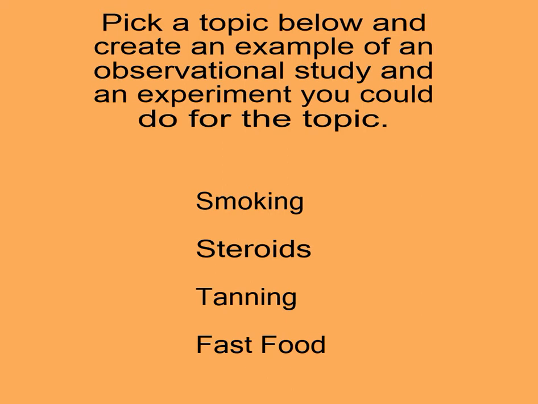So what I would like you to do now is pick a topic. You can pick whichever one of these four you want: smoking, steroids, tanning, or fast food. And I would like you to create an example of an observational study and an experiment you could do for the topic. So one of each. In your notes, you're going to come up with what's an observational study you can do and what's an experiment you could do for each of these topics.